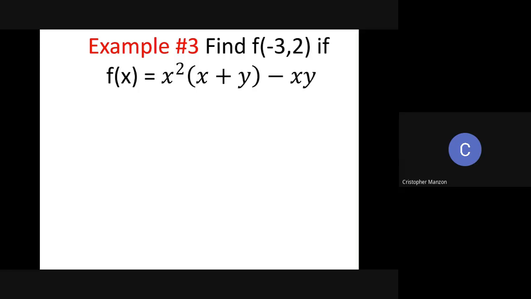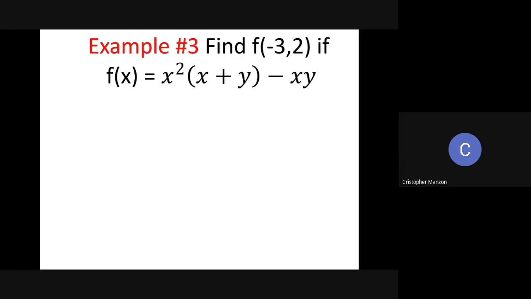Nagkukopyahan ba kayo? At parang walang tumatama sa sagot. Mali ang 15. Mali ang negative 15. Negative 3. Okay, let me show you the solution kung bakit mukhang marami ang naloko dun sa 15 saka sa negative 15.